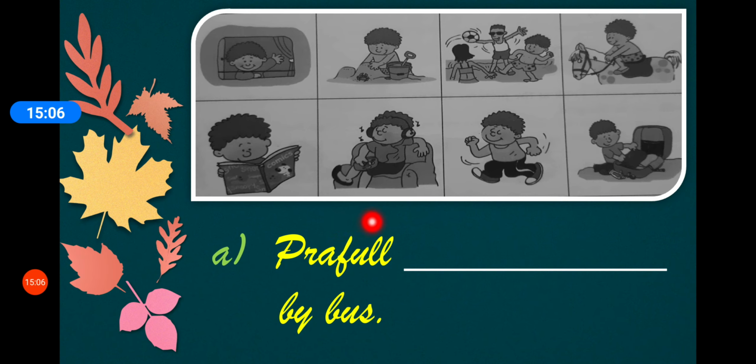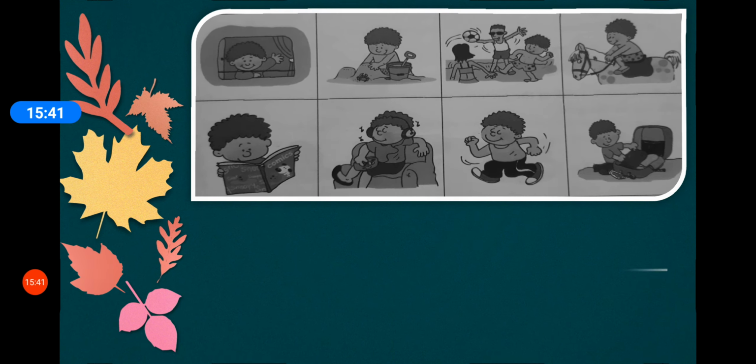So children, Praful dash by bus. We can see? Yes. Which verb would come here? Very good. Travel. Travel is the verb. We can see Praful traveling by bus. So children, in present continuous tense, how are we going to write? Very good. Praful is traveling by bus. Hope it was easy.